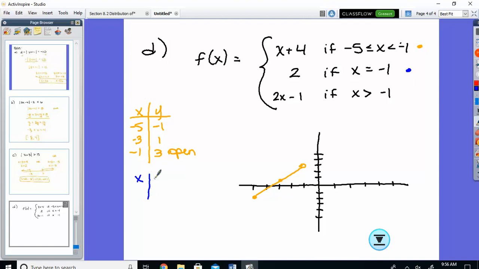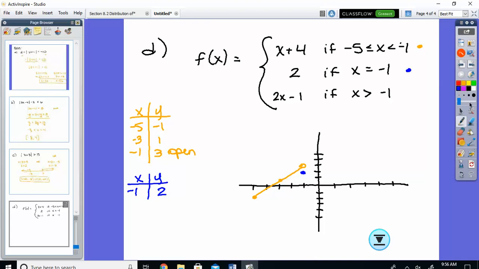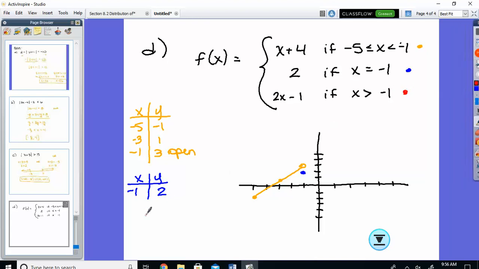The second one says 2 if x equals -1. So the only x we can plug in is -1, and what we get out is a 2. So how do I graph that? Just a dot. Just a dot at -1, 2. And then the third piece starts at if x is greater than -1. So we have to plug in -1 and then things larger than that. But since -1 didn't have an equal to, it would be open.